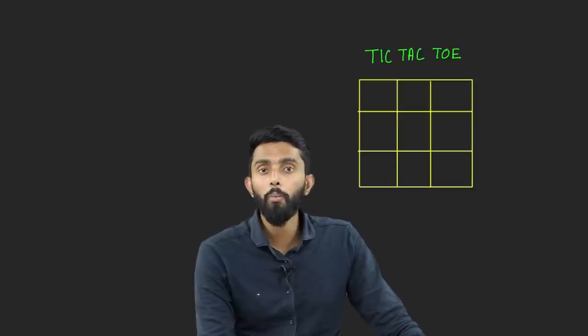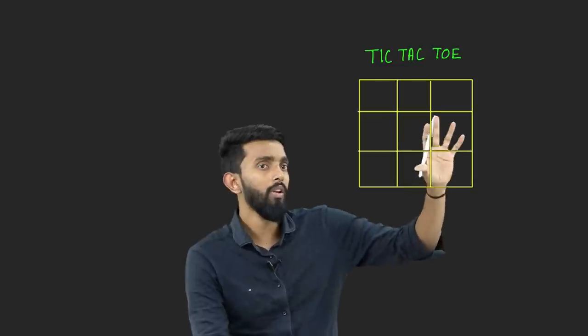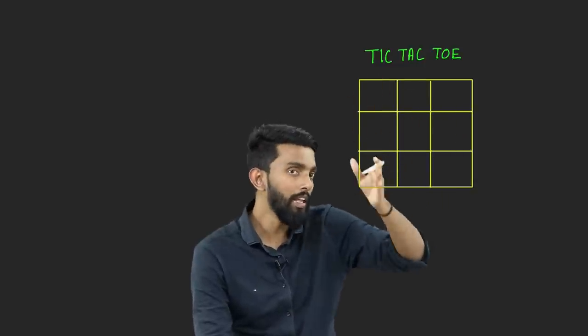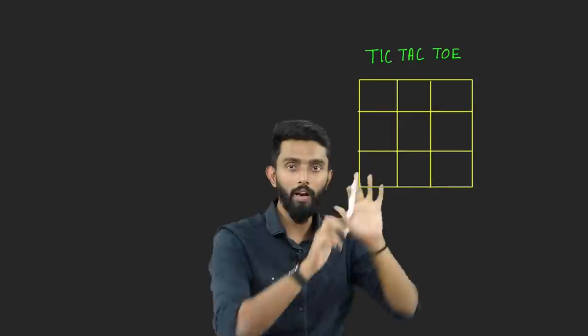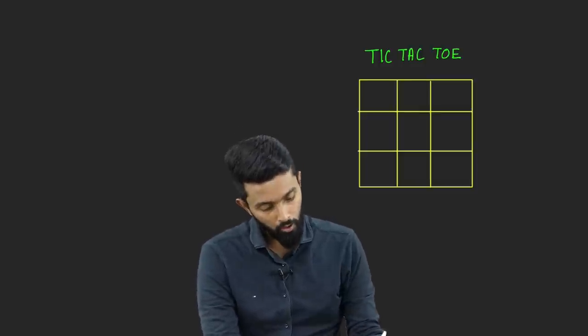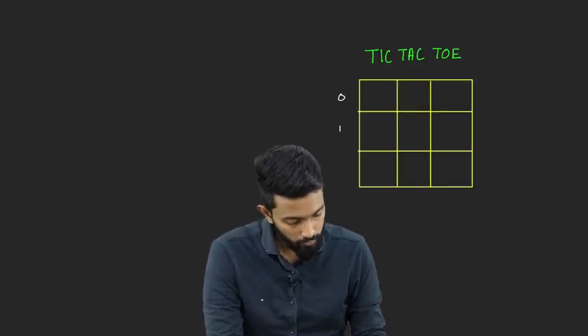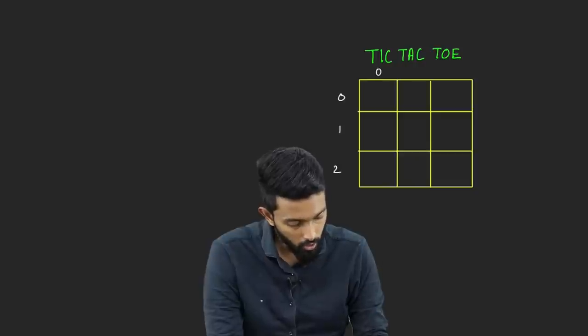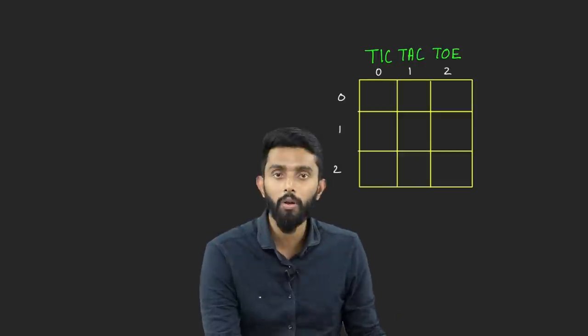Now let us begin and try to understand how we would go about creating this tic-tac-toe program. Now it's very simple, friends. First of all, in tic-tac-toe, you will have a 3x3 board, right? 3 rows, every row will have 3 columns. So it's a 3x3 board. Now because we are programmers, I am going to call this 0th row, 1st row, 2nd row, 0th column, 1st column, 2nd column, all right?